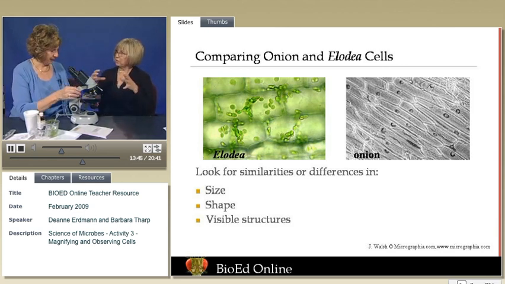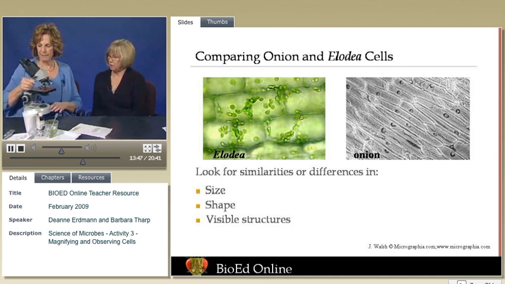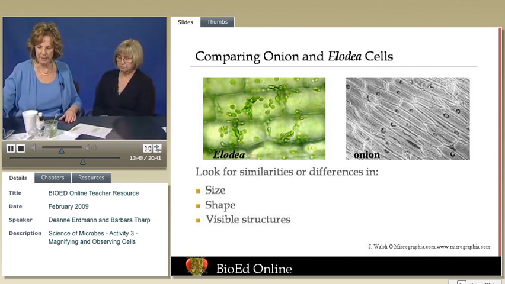It kind of frames the other one. So it's kind of nice for the students to be able to see.